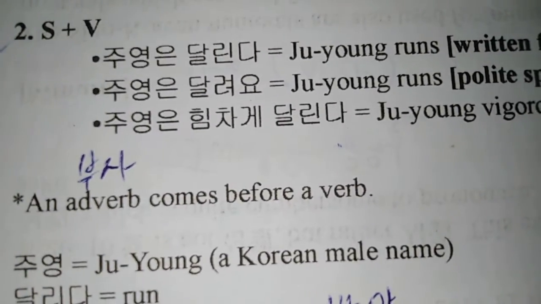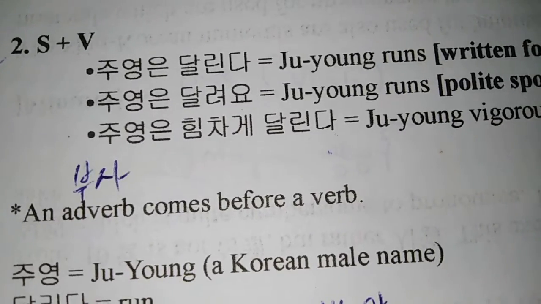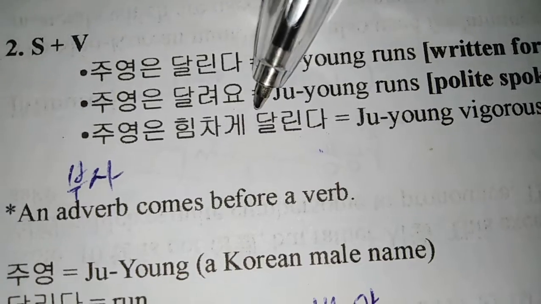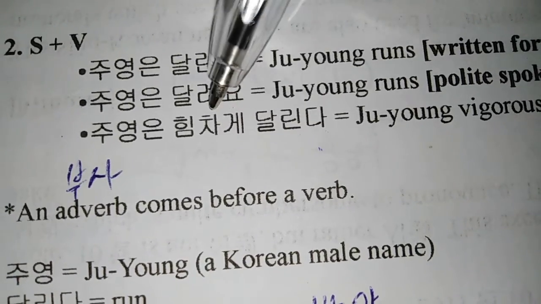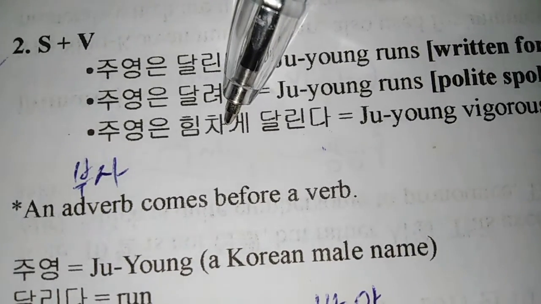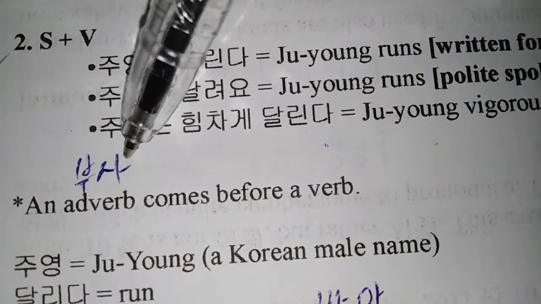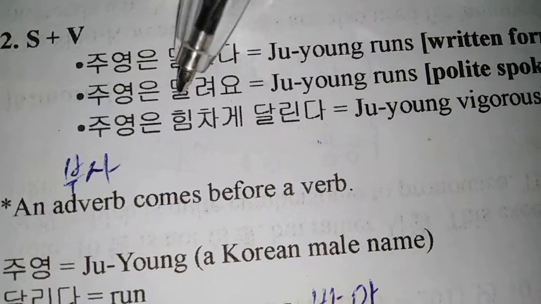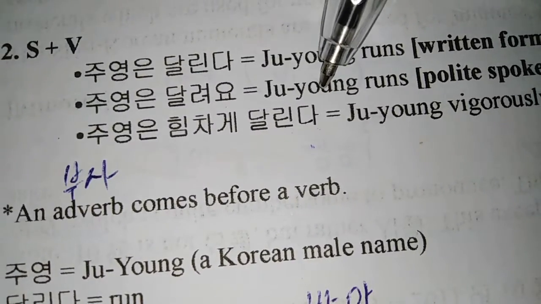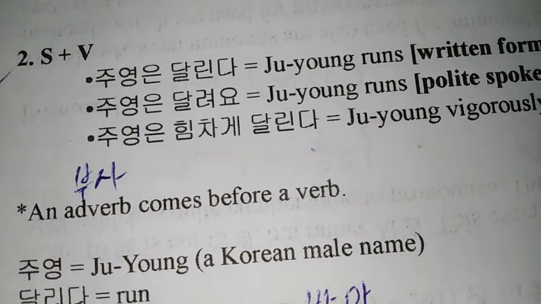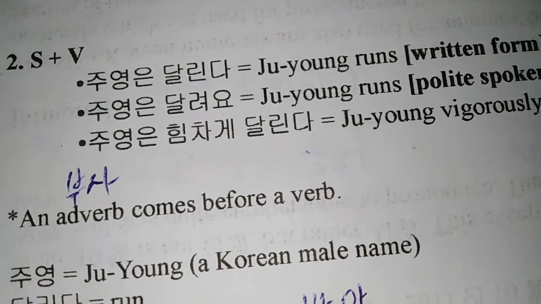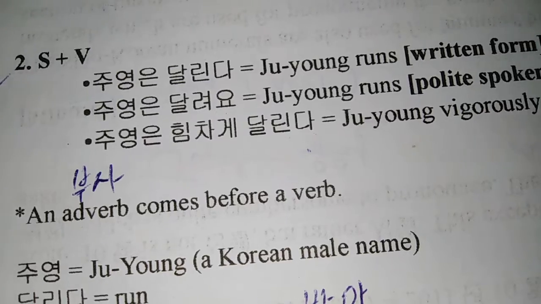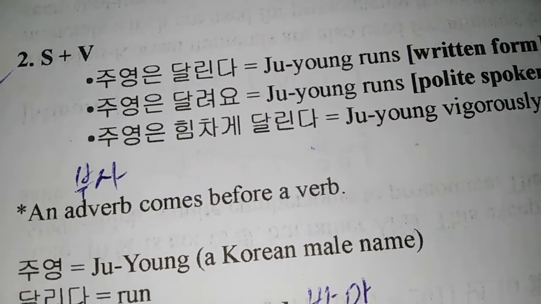Next one is 주영은 힘차게 달린다. 힘차게. So we have an adverb preceding a verb here. So 힘차게 means vigorously. So adverb is 부사. You would say an adverb as 부사. So 주영은 힘차게 달린다. So 주영 is running vigorously, or 주영 is vigorously running. In anything, both are correct.